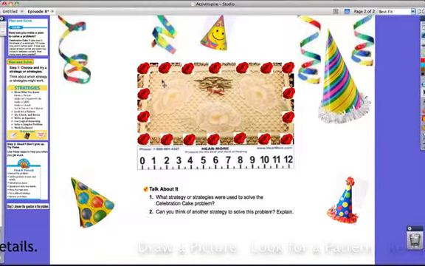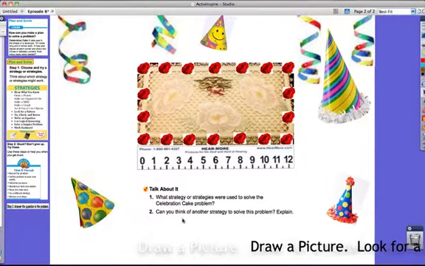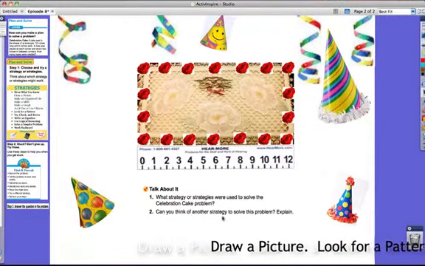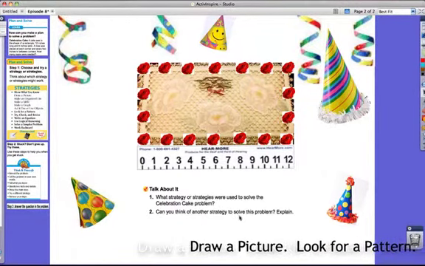Well, let's see. If we want to talk about it a bit, it says here, what strategy or strategies were used to solve the celebration cake problem? Well, the strategy we used was to use objects or, in some ways, if you want, draw a picture, right? Now, before we wrap things up, it says, can you think of another strategy to solve this problem? All right, explain.